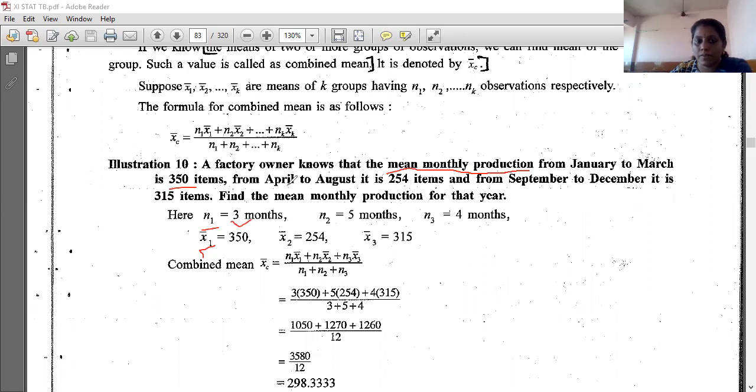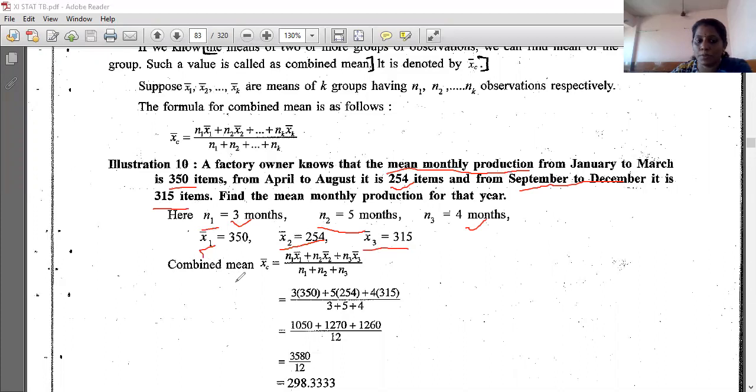The next is April to August: April, May, June, July, August. That is 5 months. So N2 is 5 months, and our X bar 2 is 254. Then September to December: September, October, November, December, 4 months, right? So N3 is 4 and our X bar 3 is 315. So here we got N1, N2, N3, X bar 1, X bar 2, X bar 3.